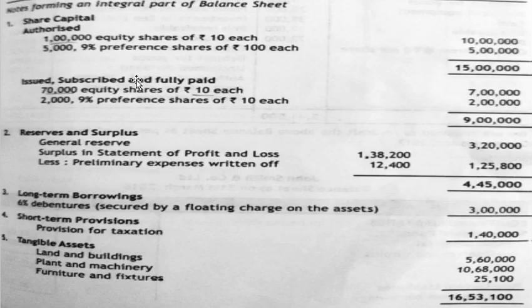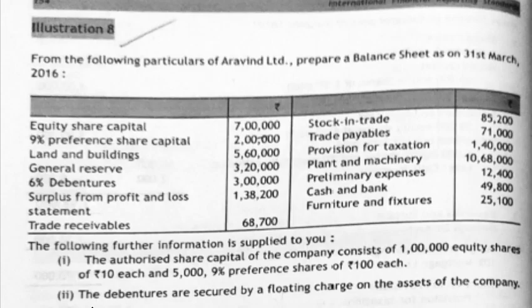So 1 lakh equity shares of rupees 10 each will give you 10 lakh, and 5,000 preference shares of rupees 100 each will give you 5 lakh. So the total authorized is 15 lakh. Issued, subscribed and fully paid: as per the balance sheet, equity share capital is 7 lakh and 9% preference share capital is 2 lakh.